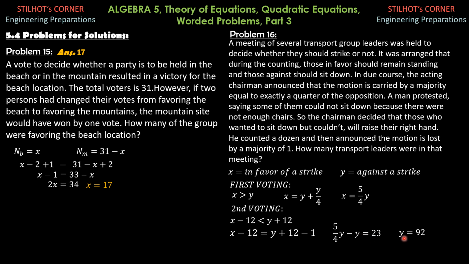So Y is 92. X therefore is 5/4 of 92, and that is equal to 115. The total number of transport group leaders is now equal to 115 plus 92, and it is equal to 207. So that's it for this part of the video.